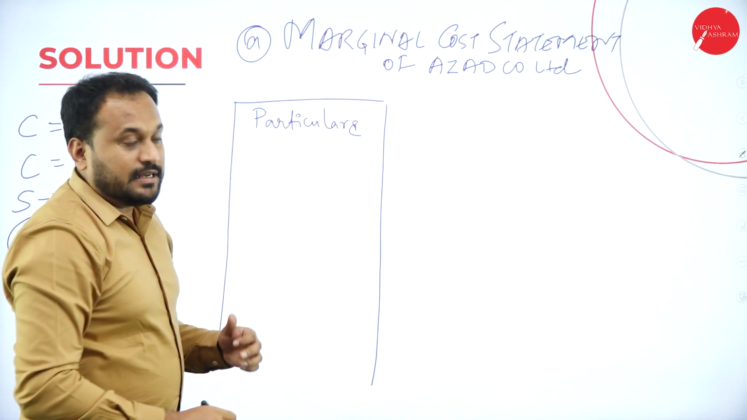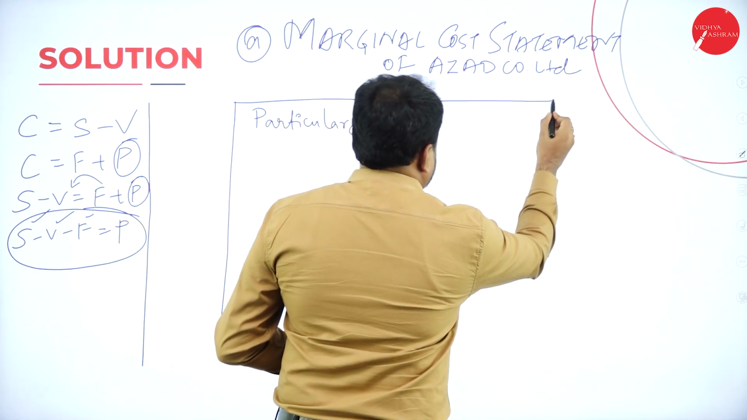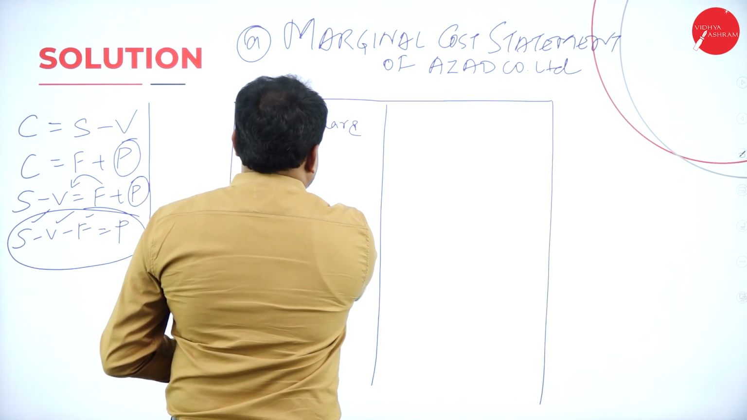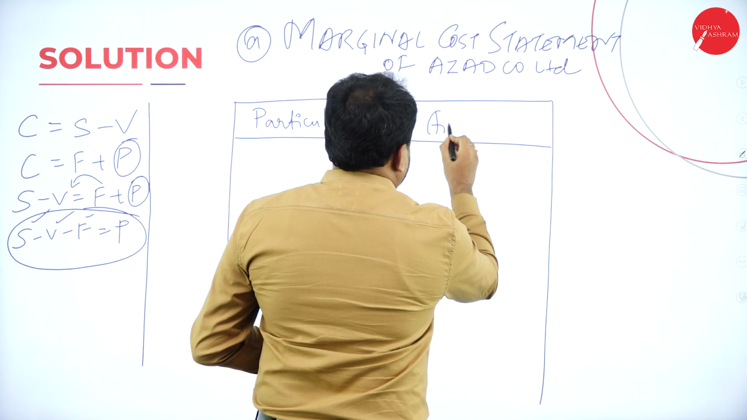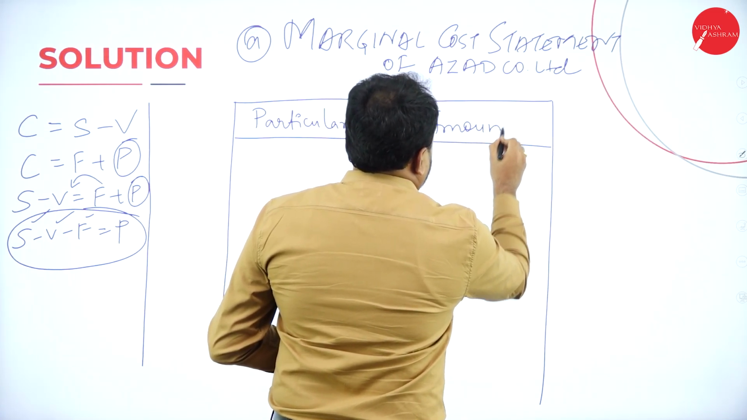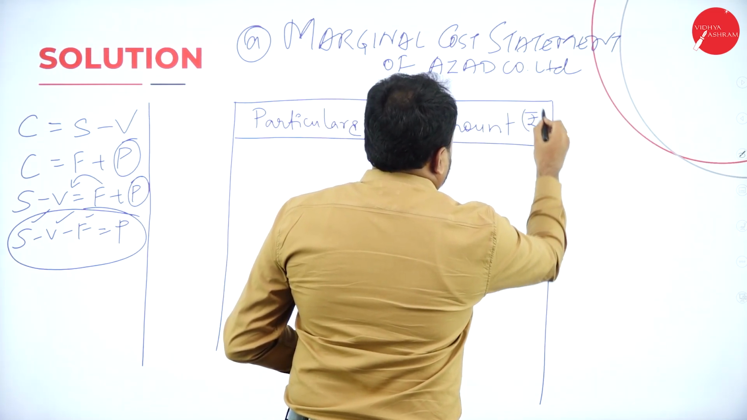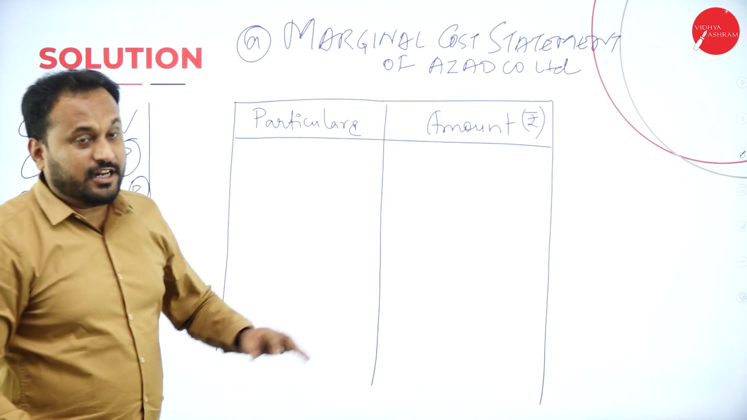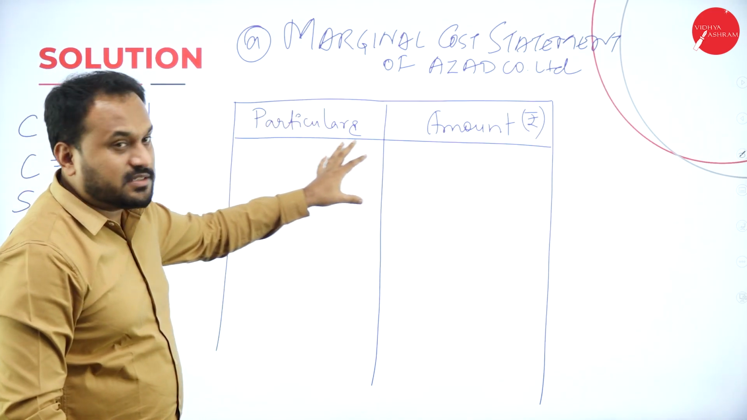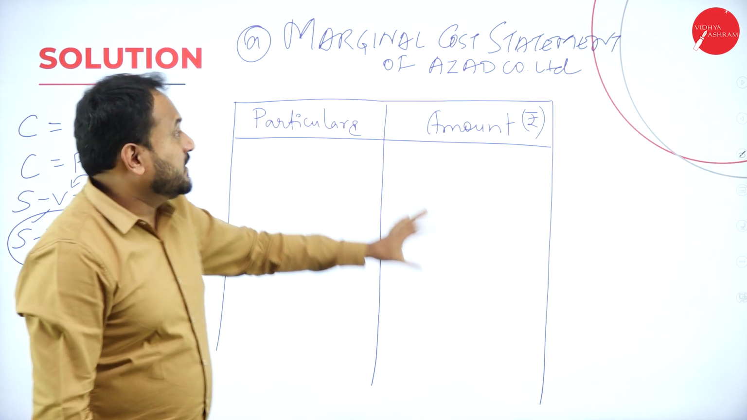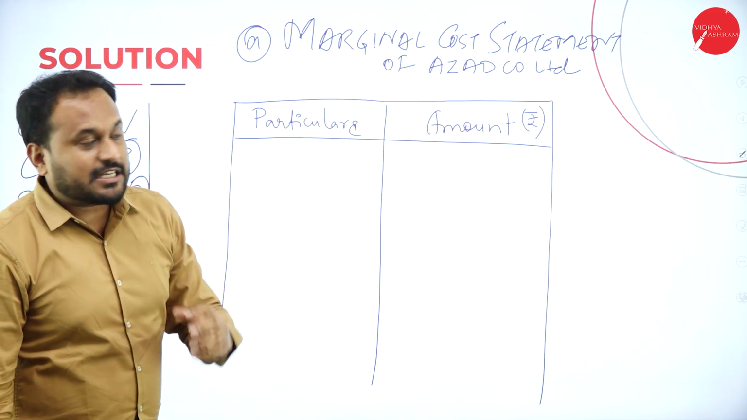Particulars. Done. Next is here. Now this is where I'll write amount, and denote that in rupees, because whatever you write, it's all in rupees. So the first one is particulars, then I'll write amount. This is what the marginal cost statement of Azad Company Limited is.